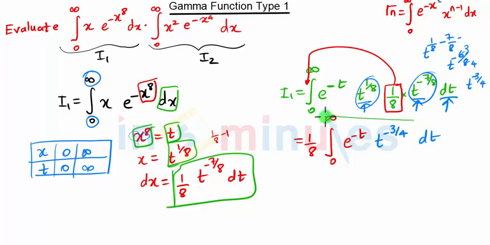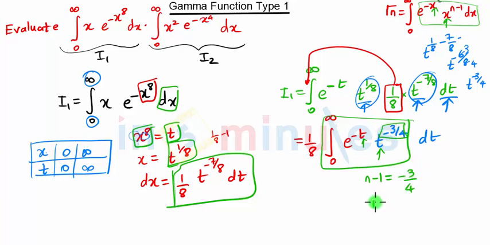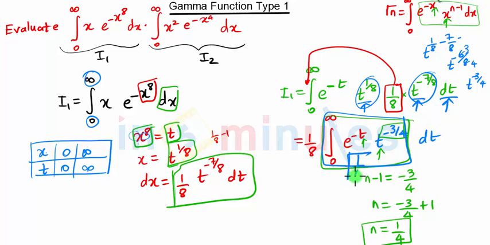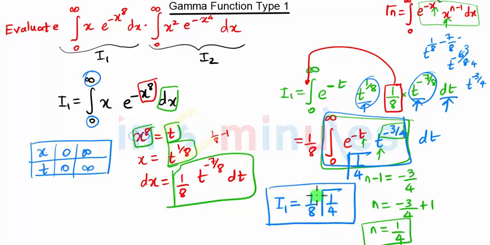If you compare this equation with this equation, then we get that these two equations are very similar. Here we have x, here we have t, here also we have t, here we have x. So if we compare, we get n minus 1 equal to minus 3 by 4. So n will be minus 3 by 4 plus 1, which is 1 by 4. So our n is 1 by 4, then this whole term is nothing but gamma of 1 by 4. So our I1 is 1 by 8 gamma of 1 by 4. Just remember this. So this is our I1.